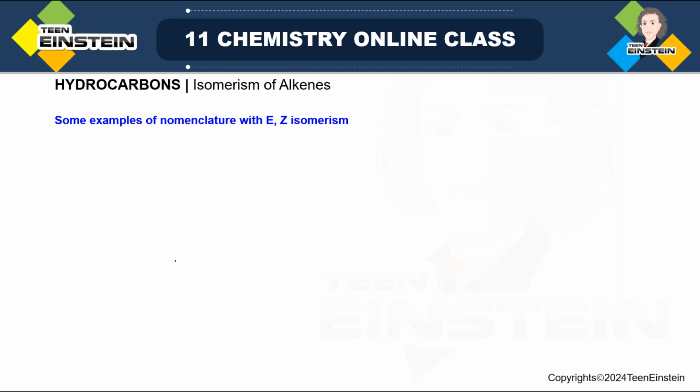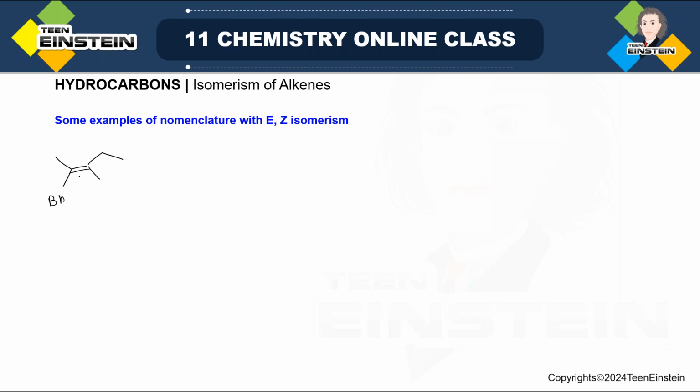So, nomenclature with EZ isomerism. Here we have the first example. In this case we have bromo and we also have a C=C double bond. And in this nomenclature we also have to mention whether it is E or Z. So let's first try to understand whether it is E or Z, then we can choose the parent chain and the rest of the things, that is nomenclature.